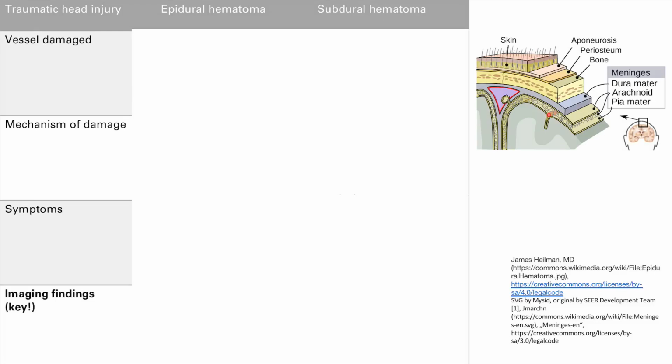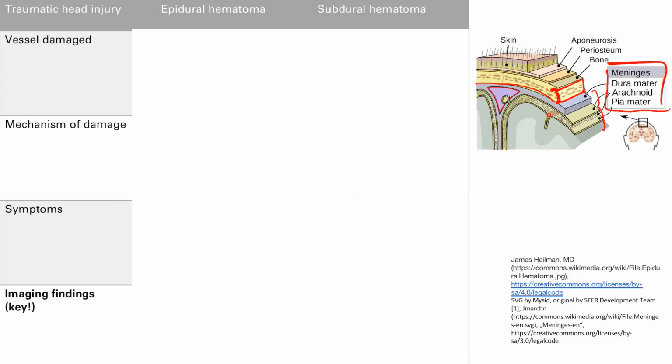Alright, so let's talk about traumatic head injury leading to either epidural hematomas or subdural hematomas. Before we get into this, we're going to cover the meninges a little more. The meninges is this stuff right here, which is right below the skull, which is the bone. This bone is the skull. We see that the meninges are three layers: the dura, the arachnoid, and the pia mater, and they are right between the skull and the brain.